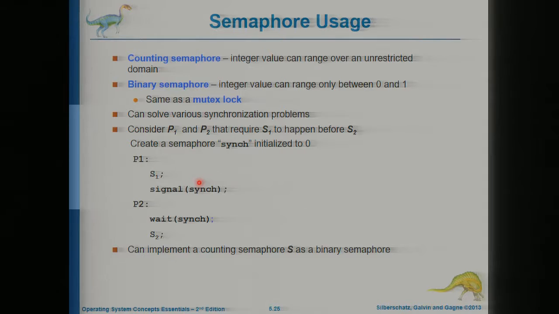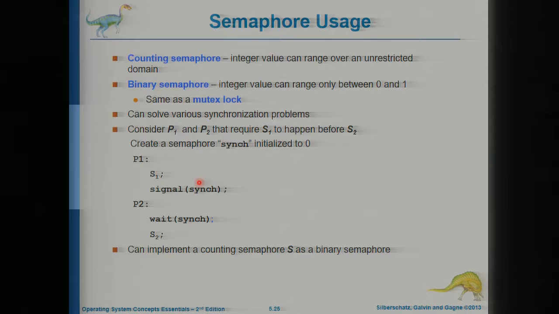So 0 means it's not available, 1 means it's available. That can solve various synchronization problems. Semaphores can solve a various set of problems. We will see all of these in a few classical synchronization problems, how this can be used.